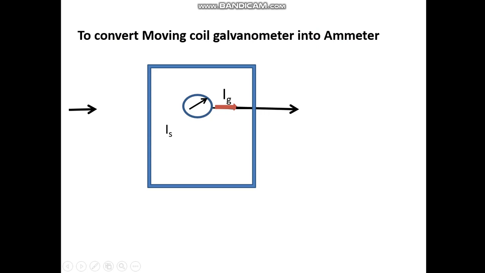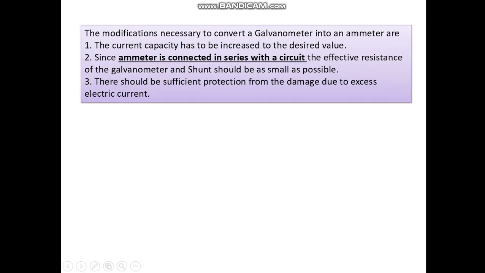Let us see how to convert this moving coil galvanometer into an ammeter. So this is our galvanometer. To it, we connect a shunt resistance S in parallel or across it. R is the external resistance of this external circuit. Now let us see the modifications necessary to convert a galvanometer into an ammeter are: the current capacity has to be increased to the desired value.